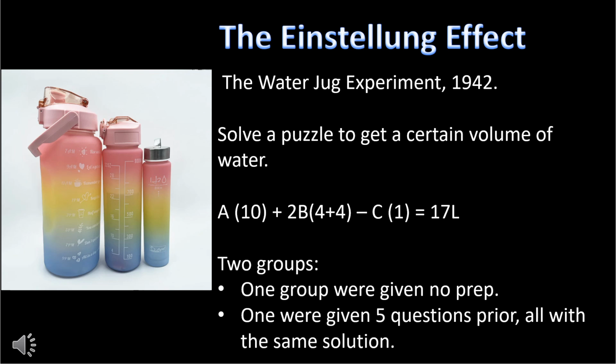So an example of this would be if you had a 10-litre jug, a 4-litre jug and a 1-litre jug and you need 17 litres, then you could take the 10-litre jug, add 2 of the 4-litre jugs and then take away 1 of the 1-litre jugs and you'd end up with 17 litres.